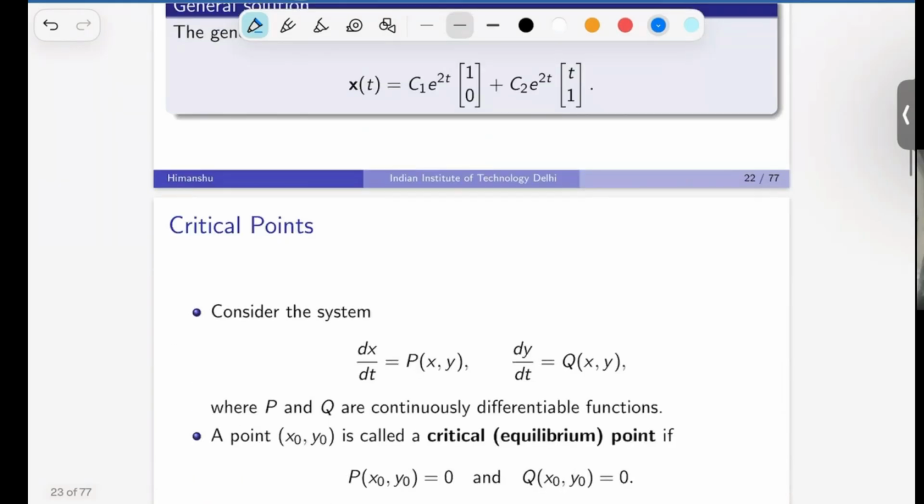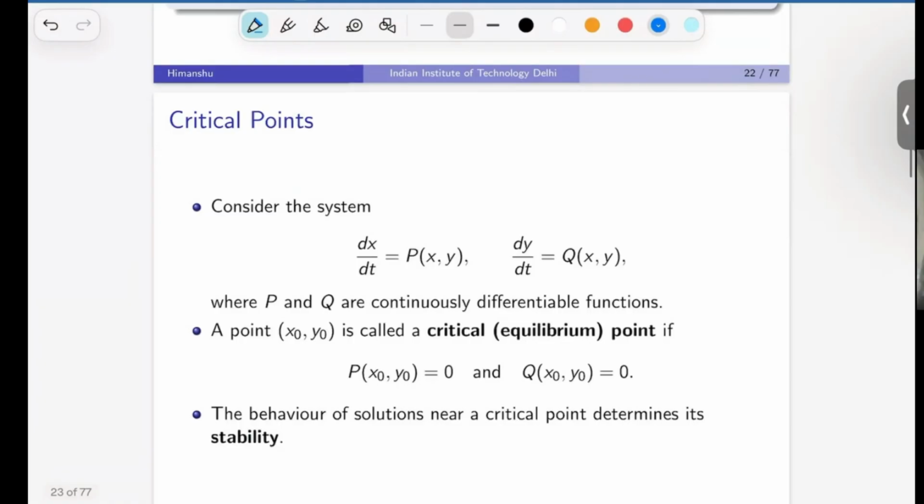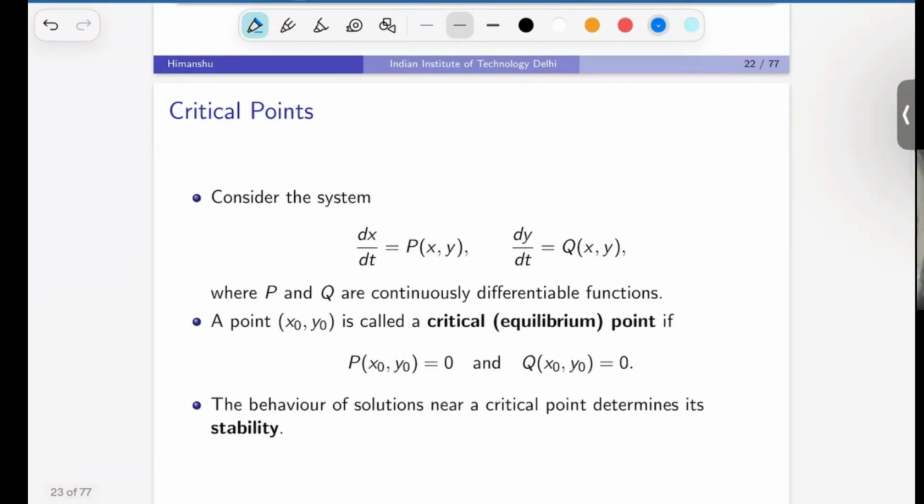Now let me explain the main definitions here that are more useful from an exam point of view. So what are critical points? The upcoming slides, whatever result I say, will be very important. Let's say we have the system dx/dt equals P(x,y), dy/dt equals Q(x,y). Then (x0, y0) is a critical point if and only if it satisfies P and Q.